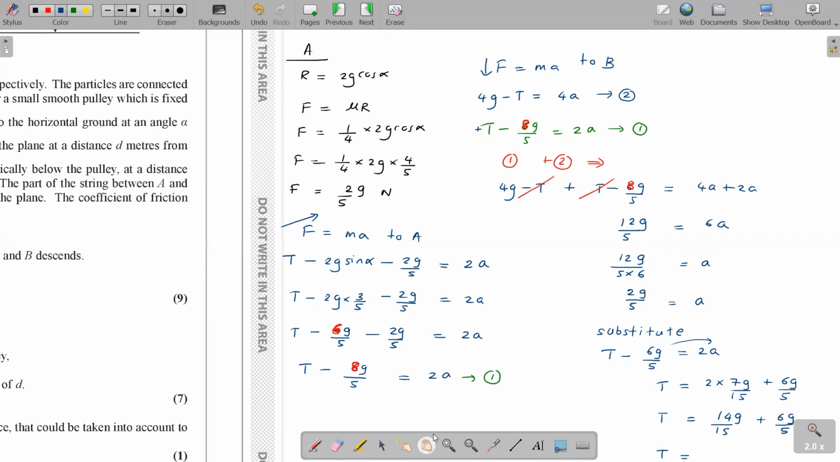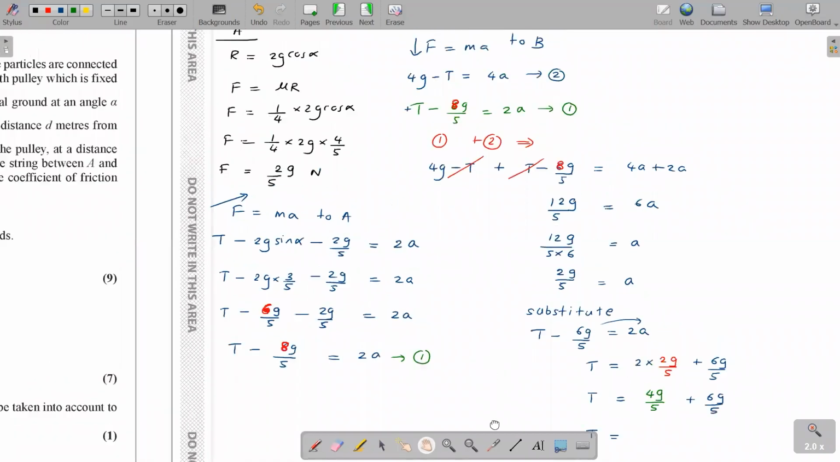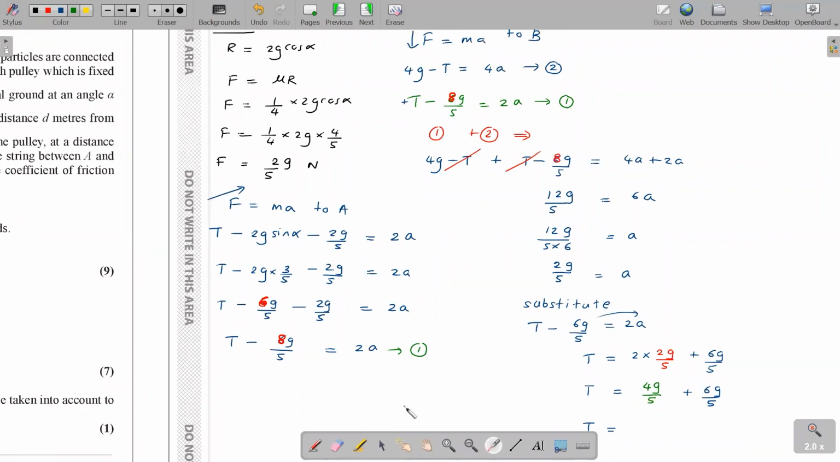Is that okay? Now we'll input the acceleration value correctly. The earlier acceleration value is wrong. The acceleration value is 2G over 5. So 2 times 2G over 5 is 4G over 5. 4G over 5 plus 6G over 5. We are substituting into equation 1, the one that I have to correct here. It's not T minus 6G, it's T minus 8G, right? T minus 8G over 5 equals 2A. So we will have to fix that. T minus 8G over 5 equals 2A. A is 2G over 5.